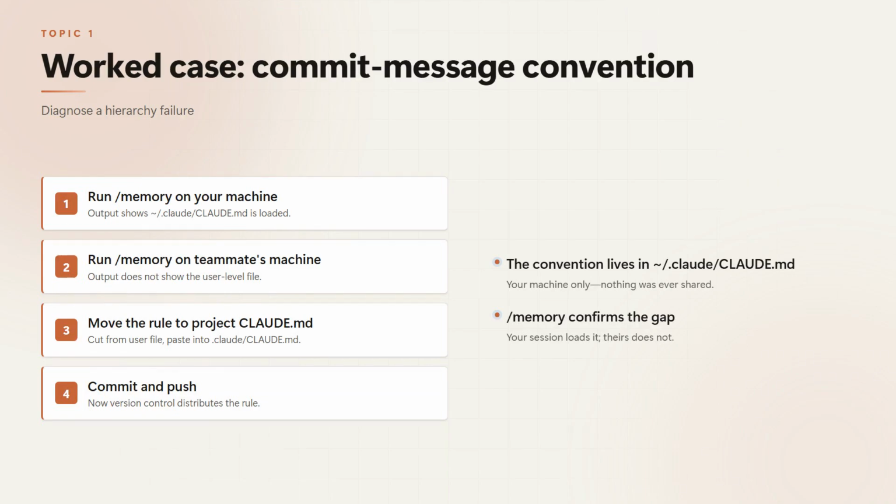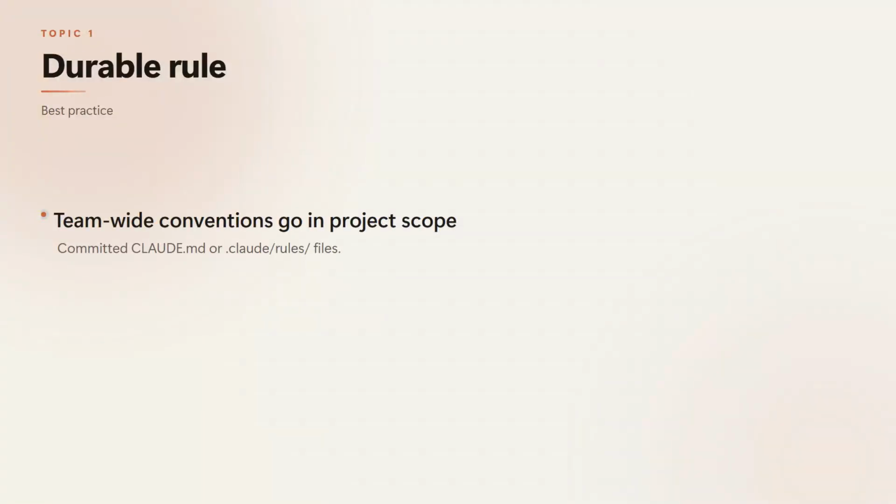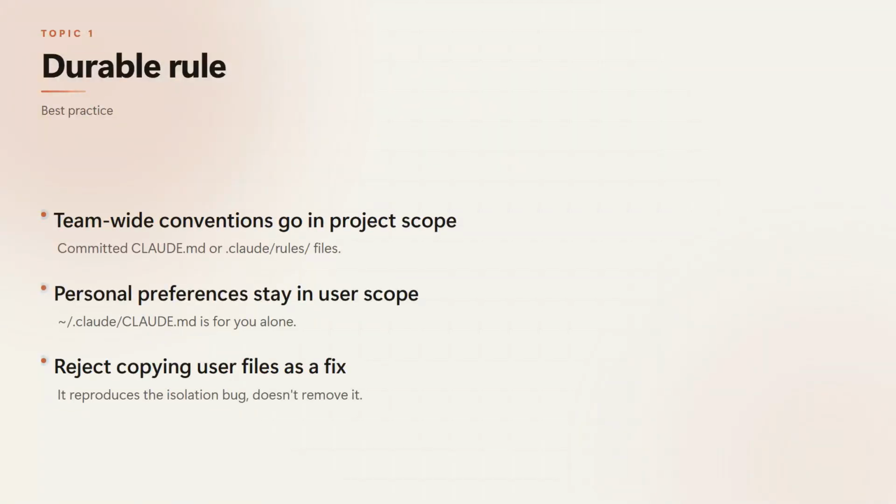The rest of the hierarchy cases follow the same pattern: diagnose with /memory, then move the rule to the widest appropriate scope. The durable rule is, any convention that should apply to the whole team must live in a project scope file that version control can share, either the root CLAUDE.md, .claude/claude.md, or .claude/rules/. Personal preferences that are genuinely yours alone can stay in ~/.claude/claude.md. The option to reject is telling someone to copy your user-level file, because that reproduces the isolation bug on a second machine instead of removing it. Version control, not onboarding instructions, is what makes the fix survive the next new joiner.